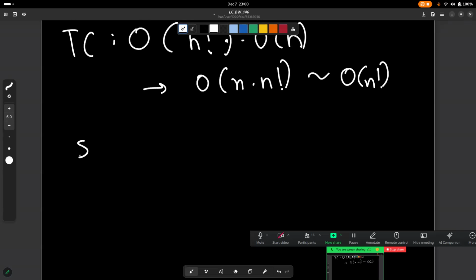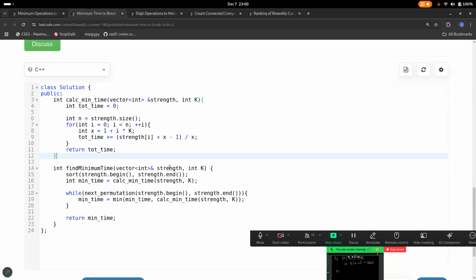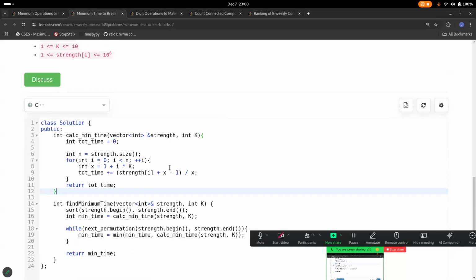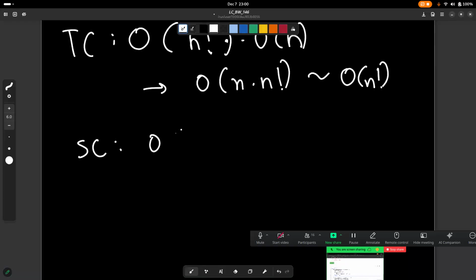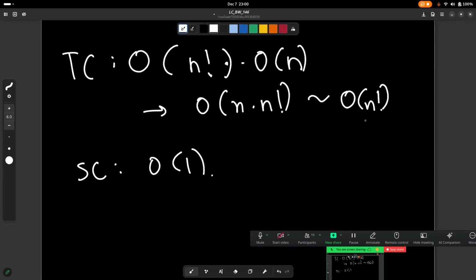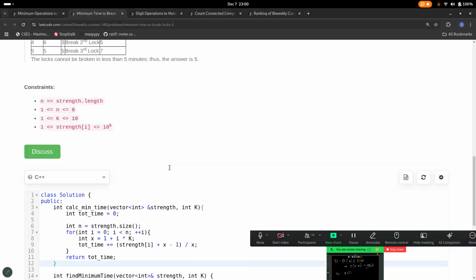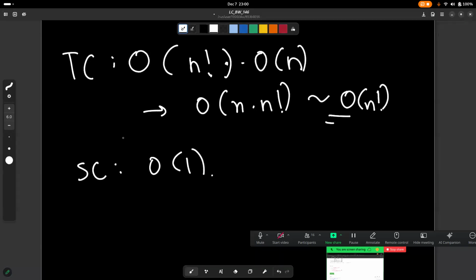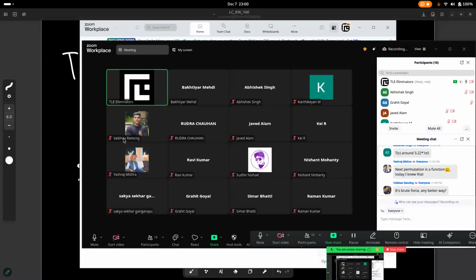And speaking of the space complexity, you aren't actually using much space at all, in fact. So your space complexity is still big O of 1, but your time complexity is n factorial. And this code only works because the value of n is fairly small, very small actually. So yeah, that was about this code.